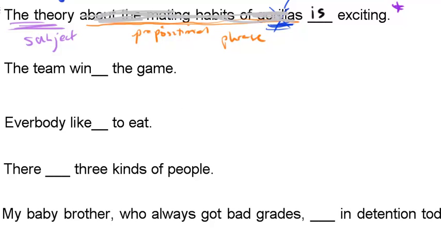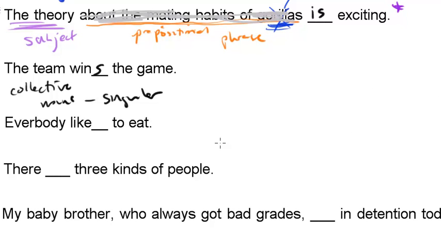Moving on, the team win or wins the game. Well, this is an example, like I discussed briefly in video number 2, of collective nouns, right? Team is a collective noun, and as a collective noun, it's singular. Therefore, the verb must be singular, thus this must be the team wins.